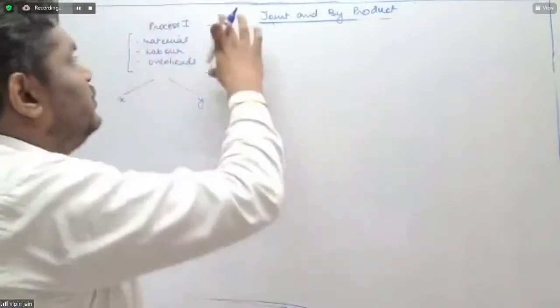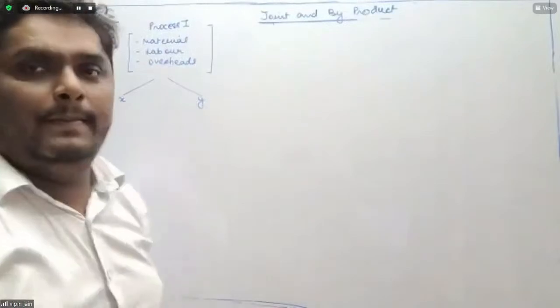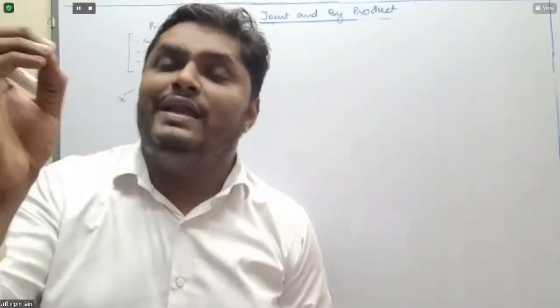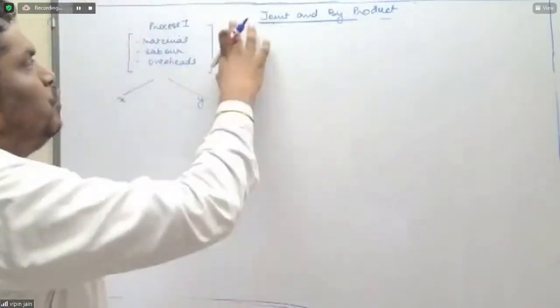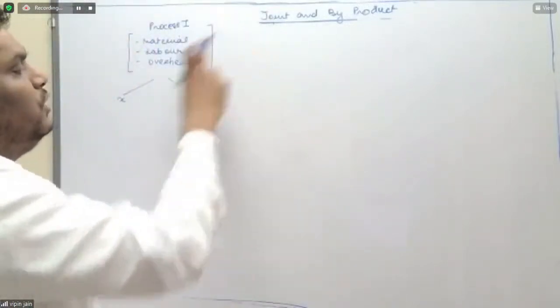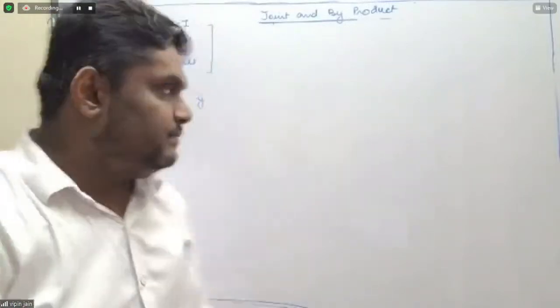How to distribute the cost of this process first among these two, X and Y. That is a big question. And in this chapter, we will be doing only this part, that is how to apportion the cost of a particular process among the two joint products and byproducts, whatever it is.